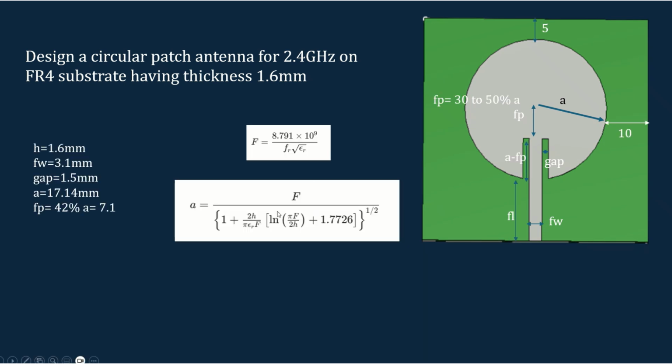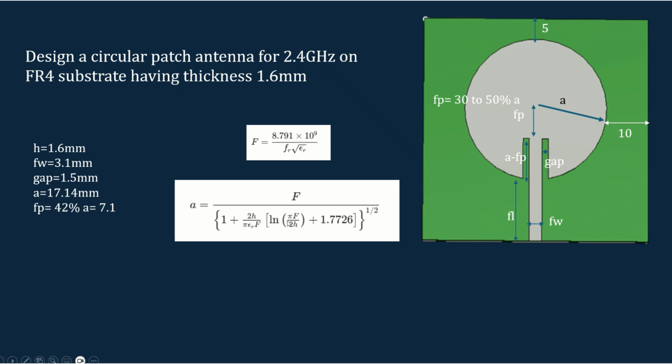So while designing the circular patch, the main thing is the radius. So the radius can be calculated using this equation. You have to substitute the resonant frequency in hertz. You have to convert this into hertz and substitute it here. And after calculating the F, you can use this equation. For height, you can use the height in centimeter.